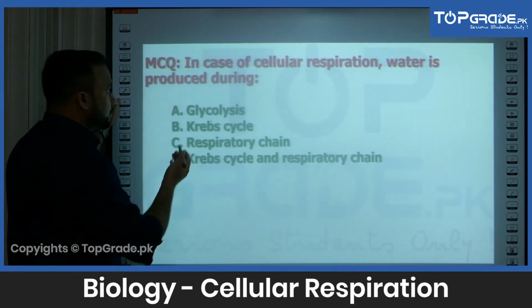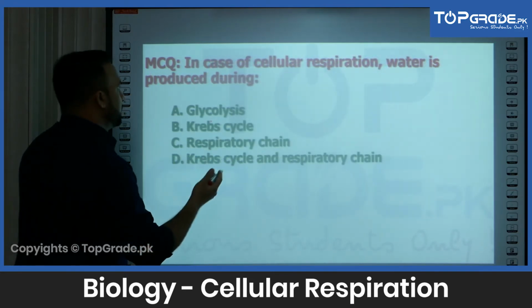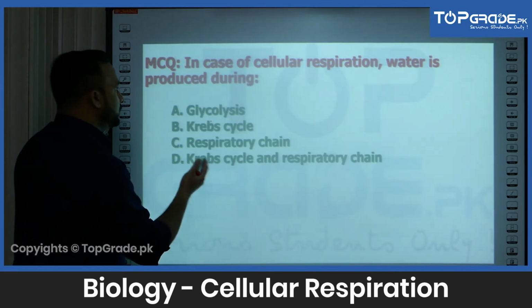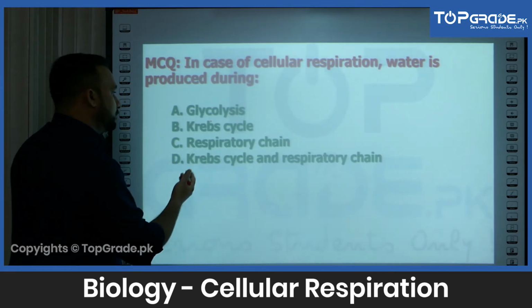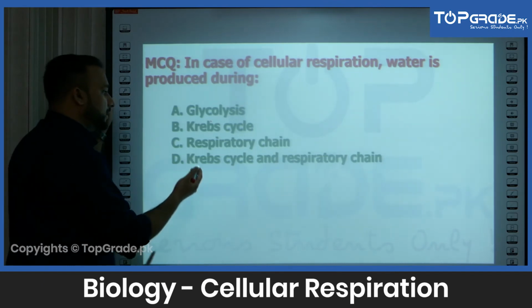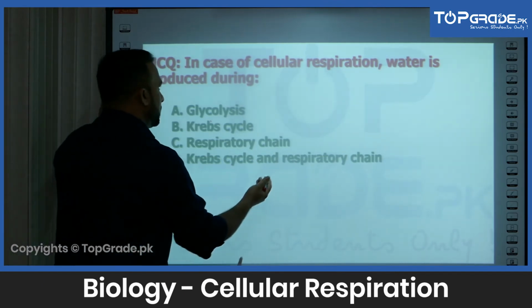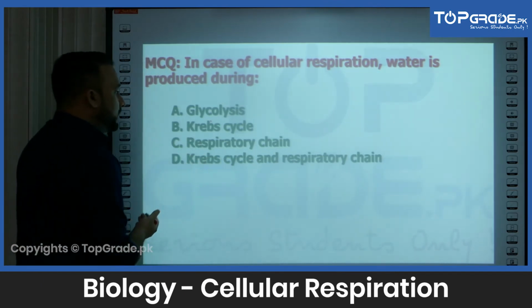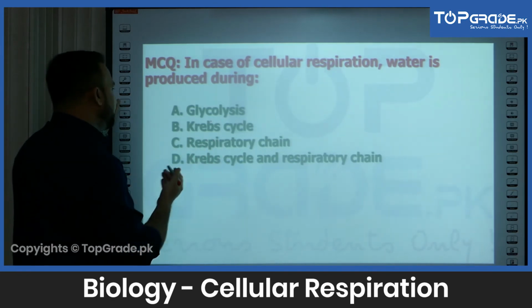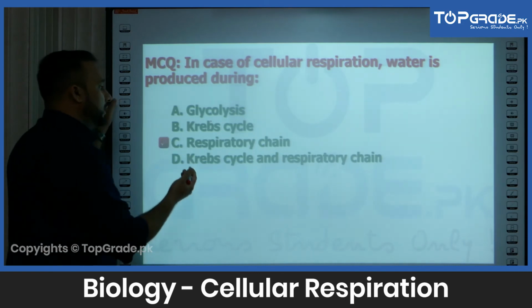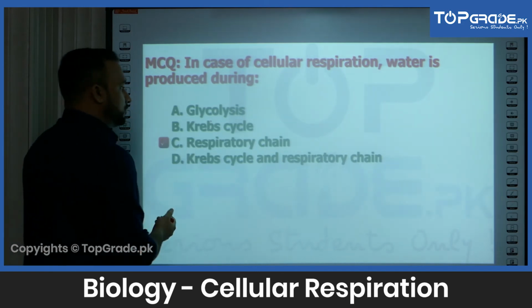Another question: in case of cellular respiration, water is produced during. A option is glycolysis, B option is Krebs cycle, C option is respiratory chain, and D option is Krebs cycle and respiratory chain. So during which of these processes is water produced? And the best response to this question is the respiratory chain, the electron transport chain.